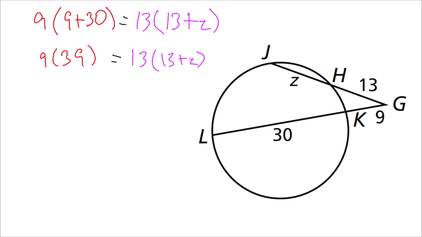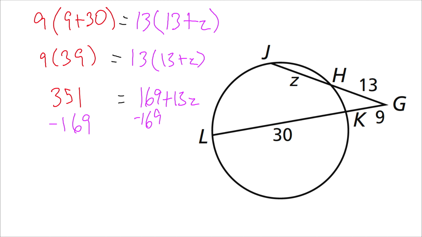All right, calculate 84, clearing it out, 13. Well, wait, I know 13 times 13. 13 times 13 is 169. So this will be 169 plus 13z. And over here, 9 times 39 gets us 351. So if I wanted to do this, the first thing I'd do is I'd subtract 169 from each side.